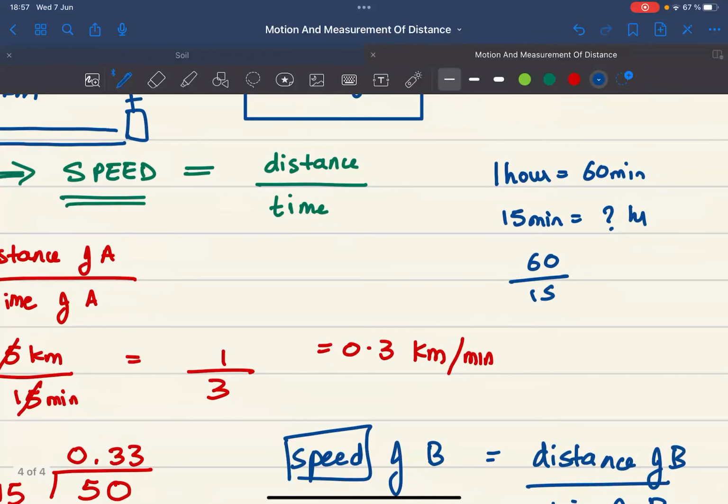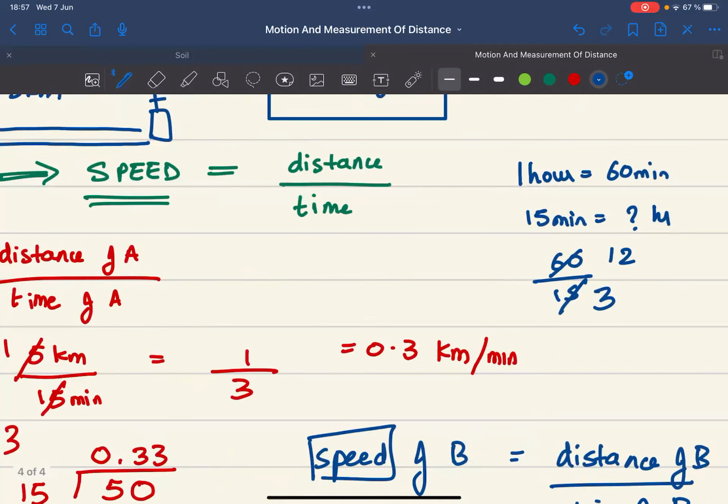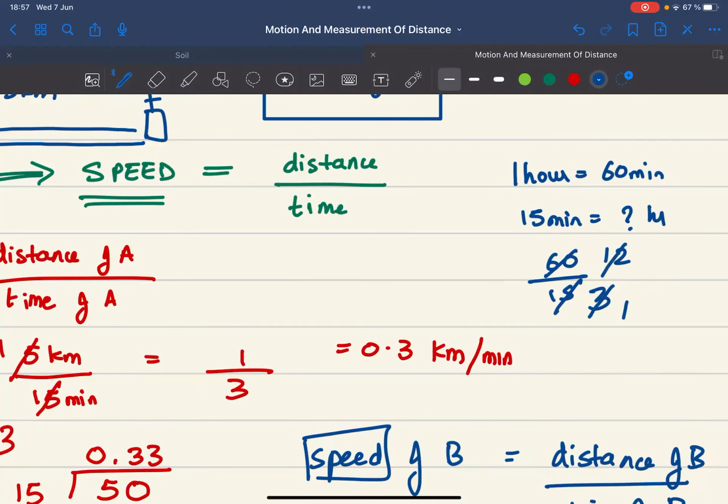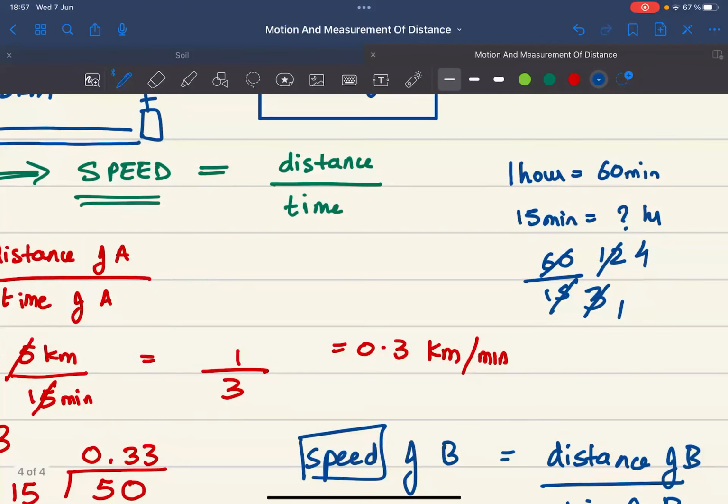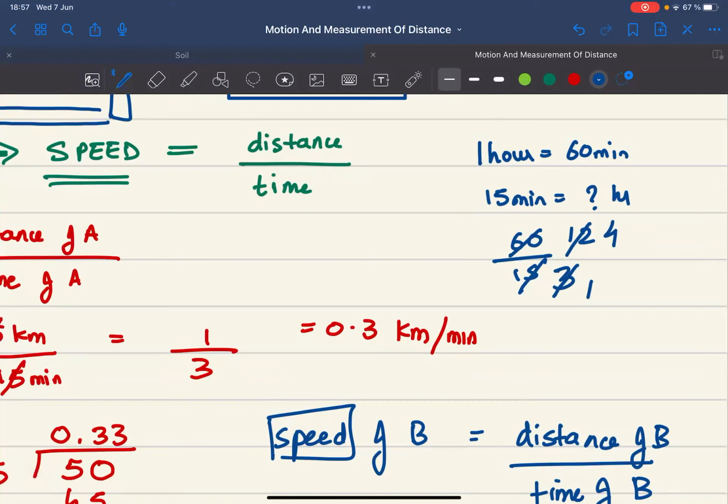Now, 60 goes in 5 table. And then it is 12 times. And then 15 goes in 3 times. Now 3 and 12 goes in which table? 3 table. So 3 ones are 3, and then 12 goes in 3 times. 3 fours are 12. So the answer is 4. What will come?